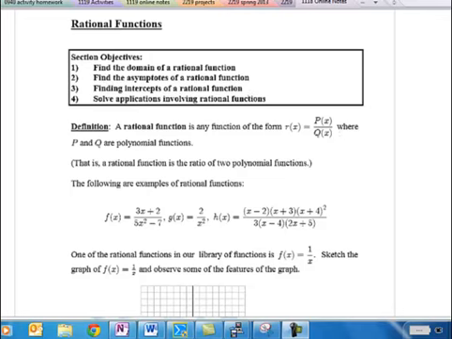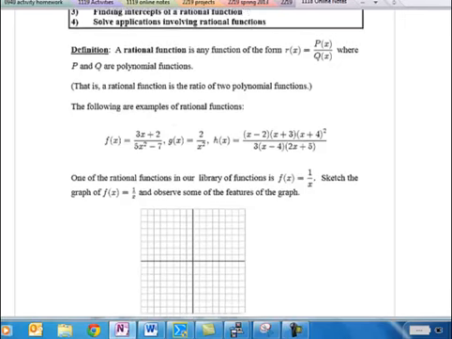We'll look for the intercepts, and then rational functions have a feature that not all functions have, and that's called horizontal and vertical asymptotes. So we'll also be looking for the asymptotes of these functions, and then we'll solve some applications involving these rational functions.